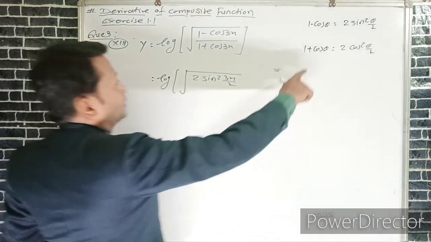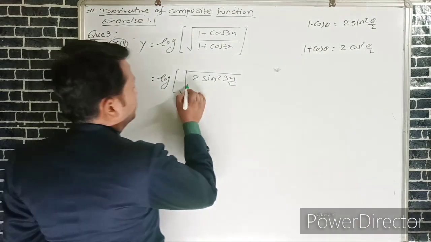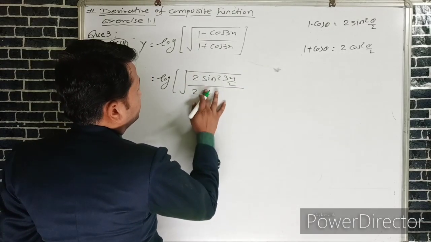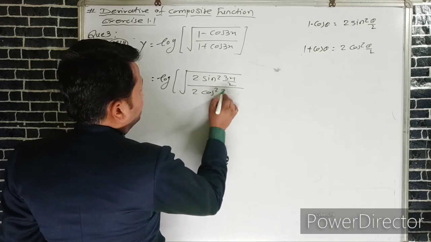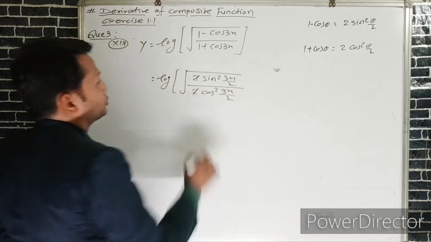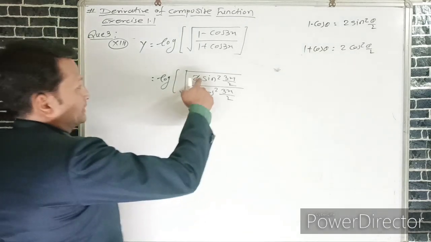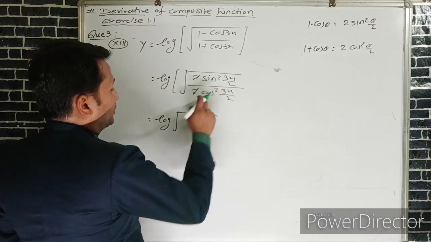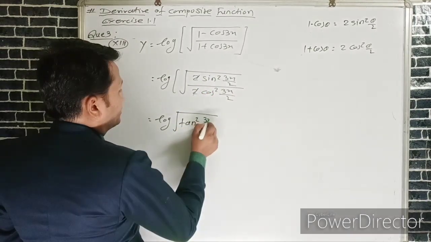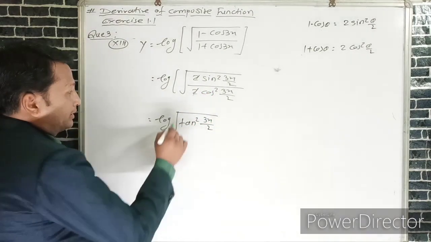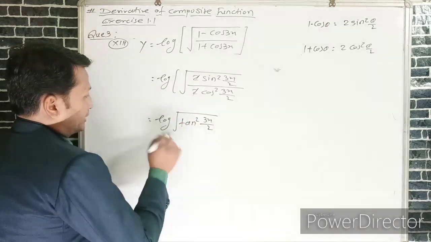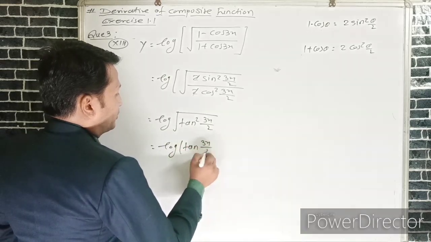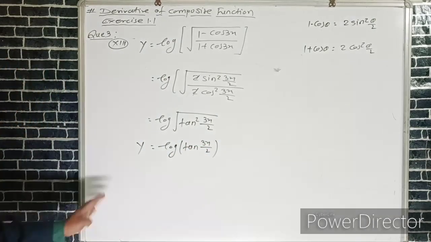And if we write 1 plus cos theta is equal to 2 cos square theta by 2, then here we can write 1 plus cos 3x is 2 cos square 3x by 2. Here 2 is cancelled. We know that sin upon cos is tan. Hence we can write sin square upon cos square is tan square 3x upon 2. Here the square root and square are also cancelled. Then we can write log of tan of 3x upon 2, which is the value of y.